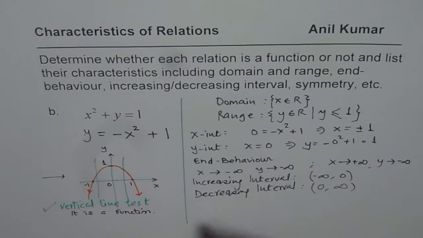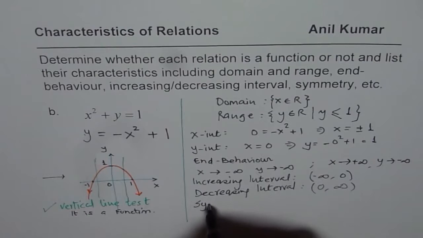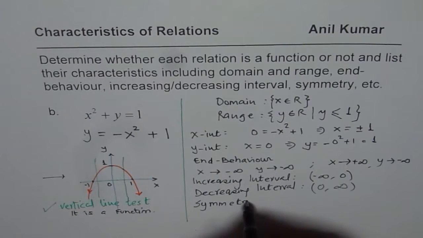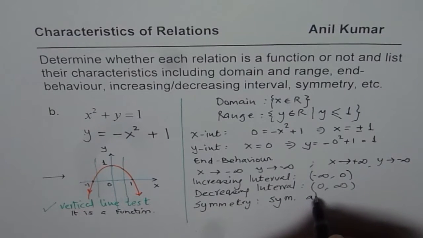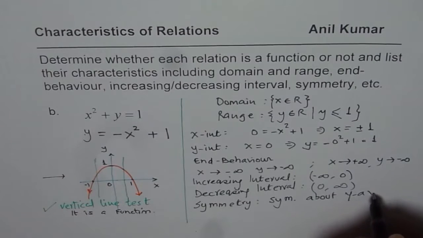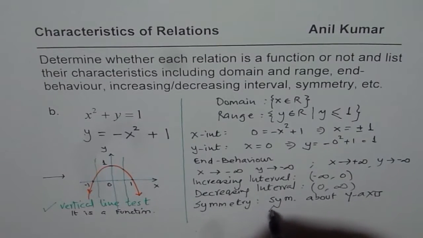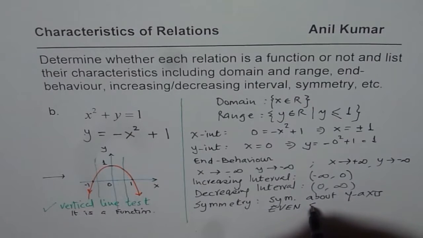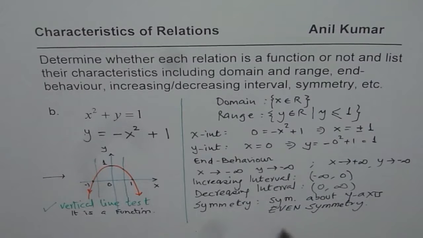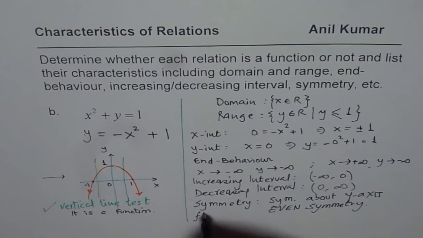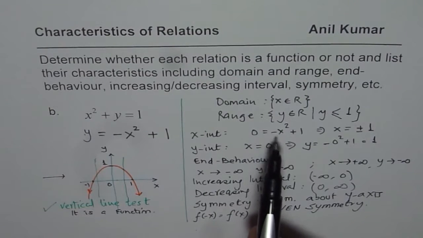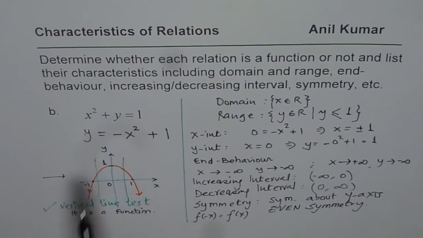Now we'll talk about symmetry also. This graph is symmetric. It has what kind of symmetry? It is symmetric about y-axis, right? So we call this kind of a symmetry as even symmetry. You could algebraically also check that in this particular case f of minus x will be equals to f of x. That is to say, if I replace x with minus x, we'll get the same expression, correct? Because square of a negative value is positive.